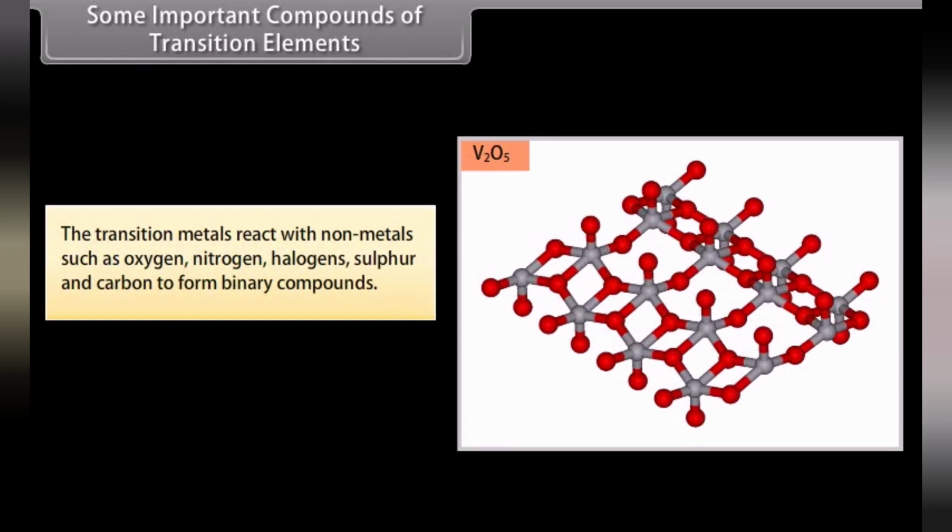Some important compounds of transition elements. The transition metals react with nonmetals such as oxygen, nitrogen, halogens, sulfur, and carbon to form binary compounds. Some of these compounds find important industrial applications.